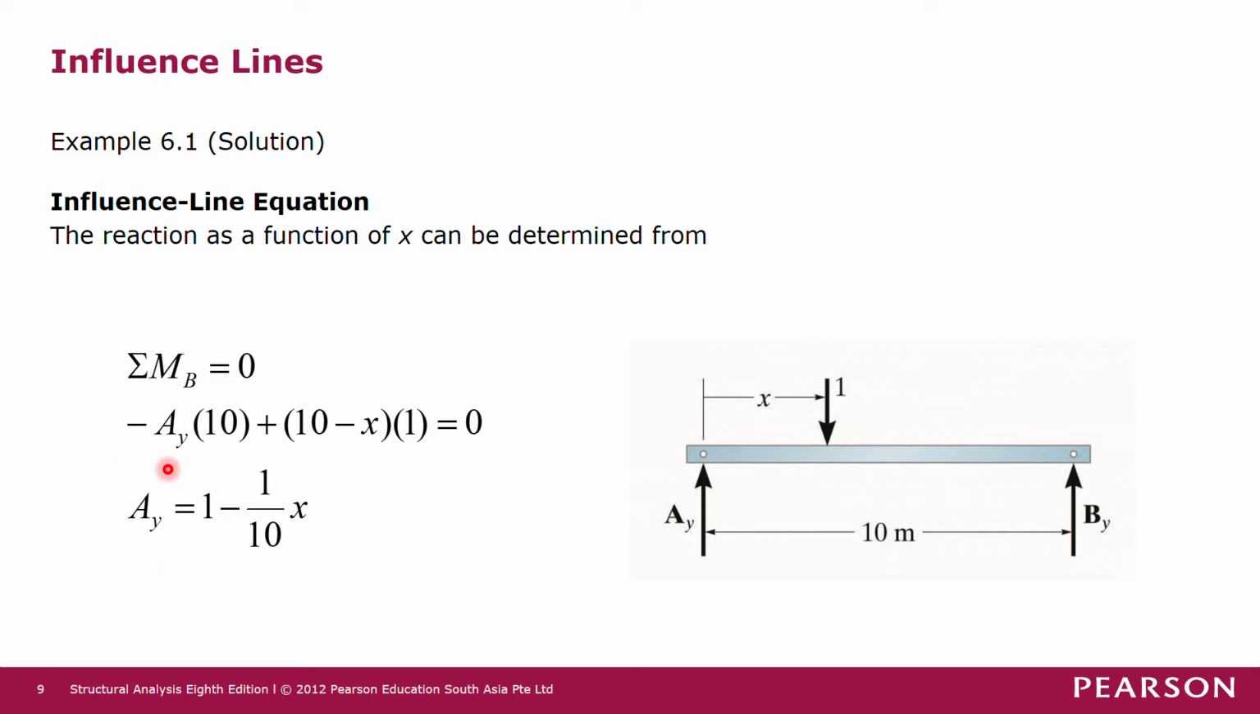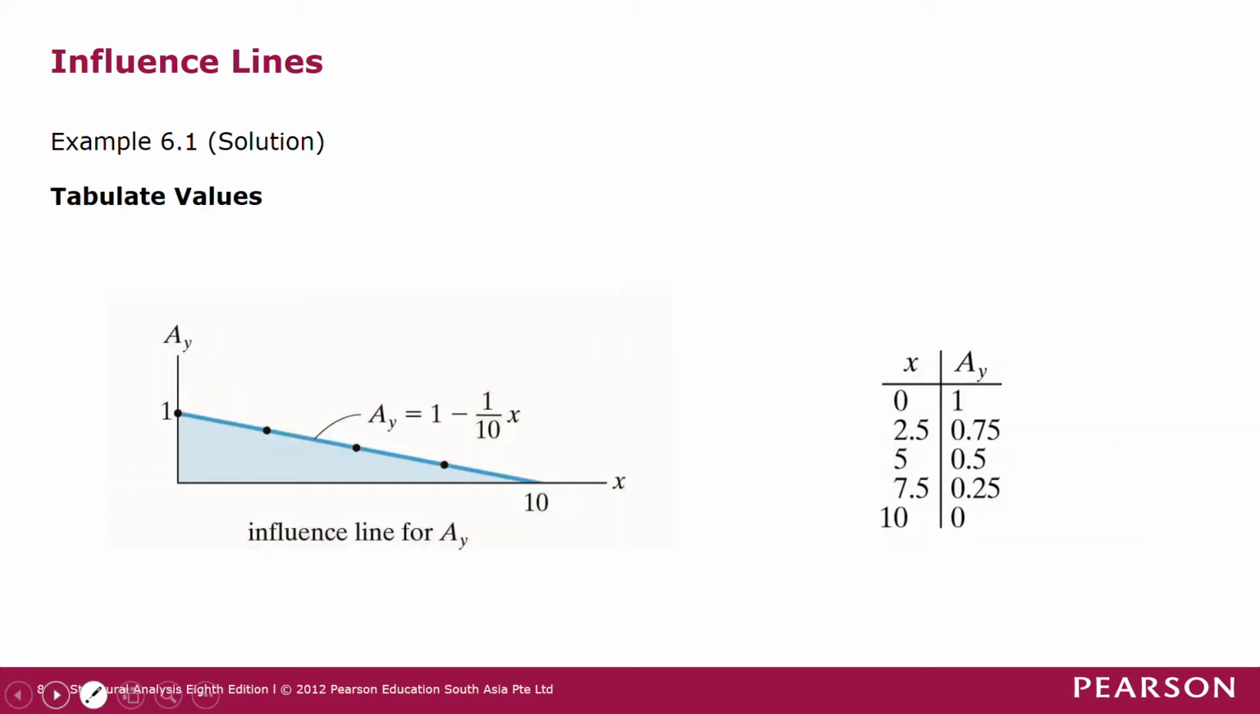Once you plot this into a graph, this line is defined by this equation: AY equals 1 minus 1 over 10 x. So these are the two methods that we may use. One is by tabulating the values, and the other one is by writing the influence line equations.